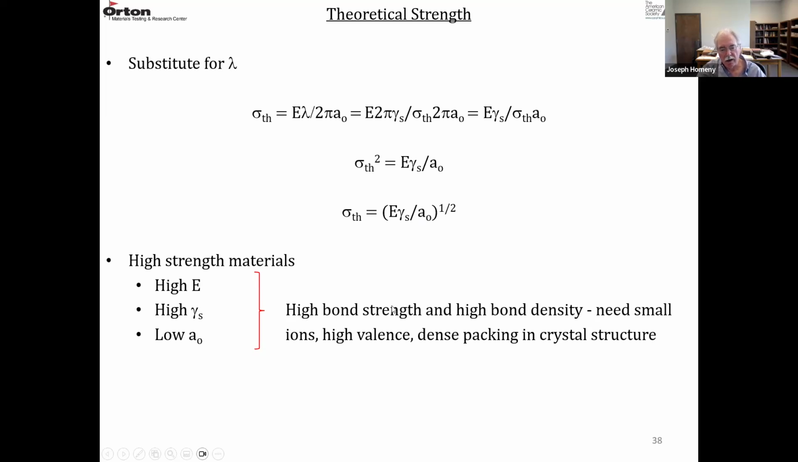So materials with high bond strength and high bond density have small ions, highly charged ions, high valence, and very dense packing in a crystal structure.